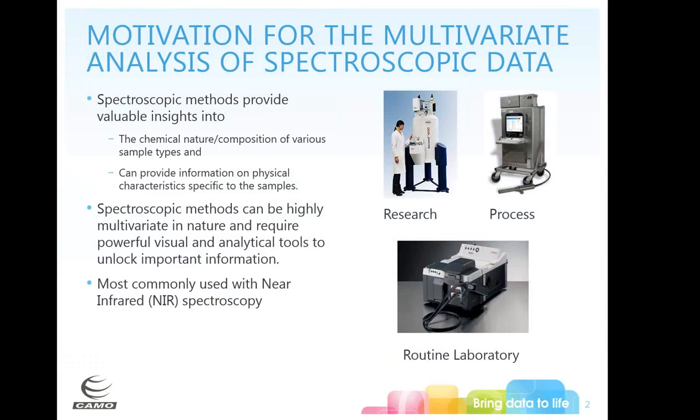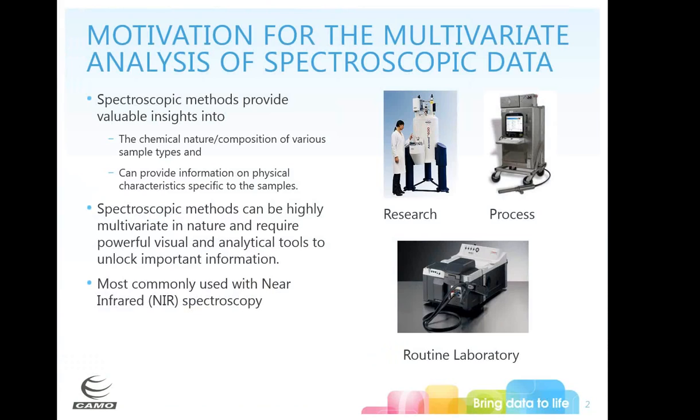As you probably all know, you've probably dealt with spectroscopic data in the past. It is multivariate by nature. You have many, many wavelengths that you're looking at. And spectroscopy gives us valuable insights into our chemical nature and the composition of different sample types, and it can also give us physical characteristics that are specific to the samples. Again, like I said, they are highly multivariate by nature and require very powerful analytical tools to unlock that information.